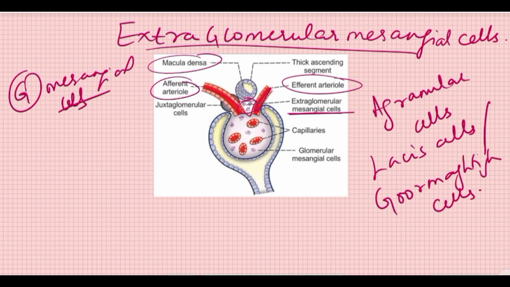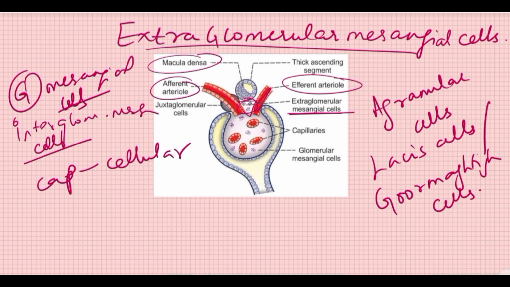Another type of mesangial cells is situated in between the glomerular capillaries, called the glomerular mesangial cells or intraglomerular mesangial cells. These support the glomerular capillary loops by surrounding the capillaries in the form of a cellular network. These cells play a major role in regulating glomerular filtration by their contractile property.